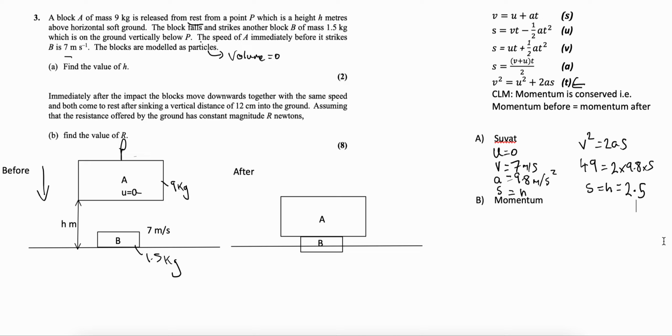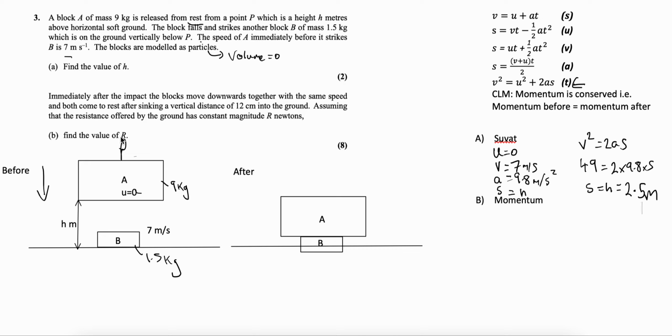Moving on to part B. Just get the units there. Momentum. So here, immediately after the impact, the blocks move downwards together with the same speed and both come to rest after sinking a vertical distance of 12 centimeters into the ground. Assuming that the resistance offered by the ground has a constant magnitude R newtons. So this links back to the start where it says it's a horizontal soft ground. We need to find the value of R.